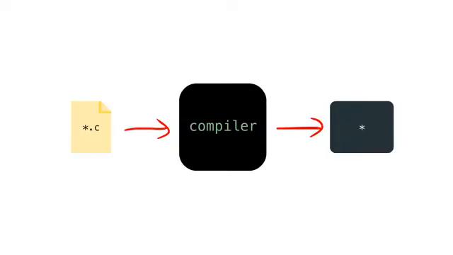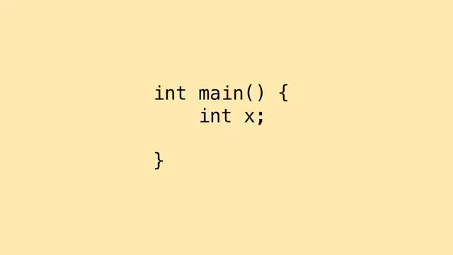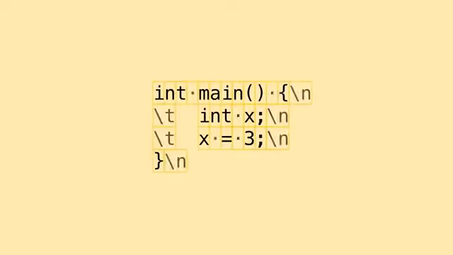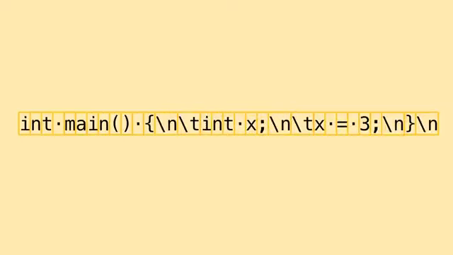How does it turn a string of text into a list of instructions in binary? Let's look at some examples. Here's a pretty simple program. Declare a variable of type integer that we'll call x, then assign it a value of 3. For now, this program only exists as source code. I know it looks like it has some kind of structure, but for the computer, it's just a meaningless sequence of characters.